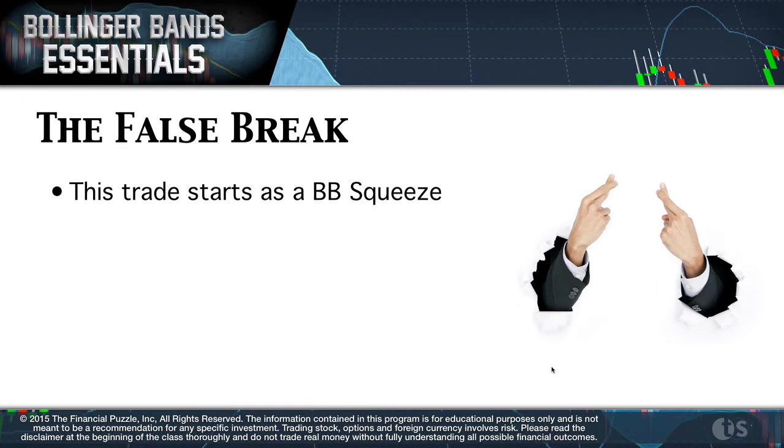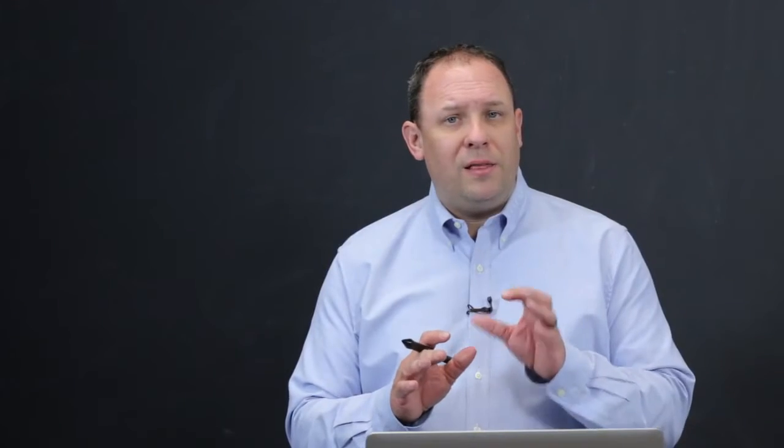This is what we call the false break. I want to clarify, the Bollinger Squeeze is the signal. The false break is a way that the Bollinger Squeeze could play out. So I've put it in here as a separate bullet point because it's so important, but it's really just a variation that you will see as part of the squeeze play setup.